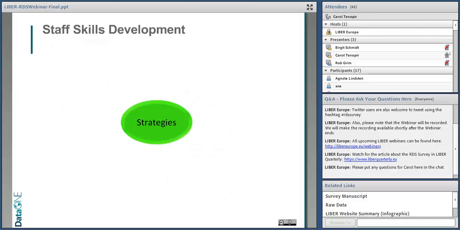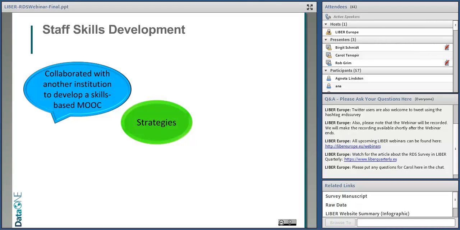We had some open-ended questions about your strategies. We wanted to go into a bit more detail of what kinds of strategies were being developed and being used and what worked for skill development of staff. And some of the typical responses are here.